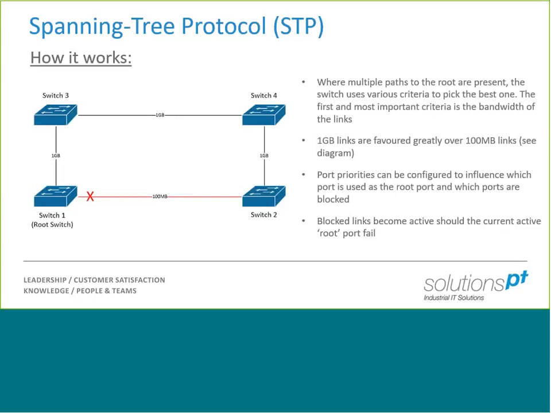Now, the actual purpose of spanning tree is to give us the redundancy. So in this instance, should one of the other links fail, one of our 1 gigabit links was to fail, then our 100 meg link would become active. So obviously we would still have connectivity between all of our switches on the ring, and we don't have a single point of failure anymore. Any one of those links can fail, and providing it's an active link, then our blocked link will become active, and it will start passing traffic through.